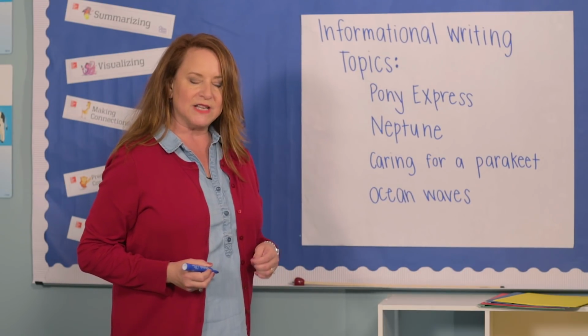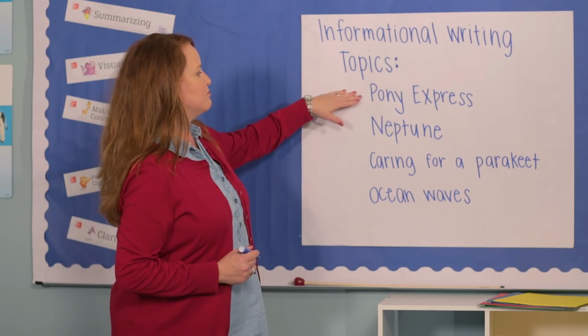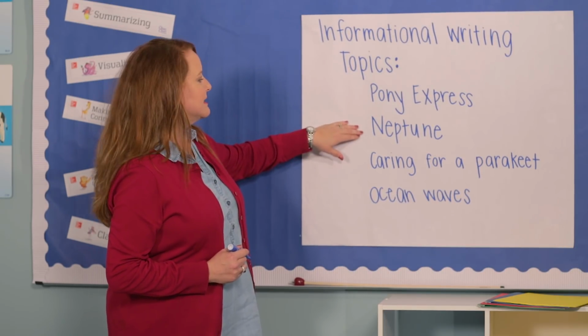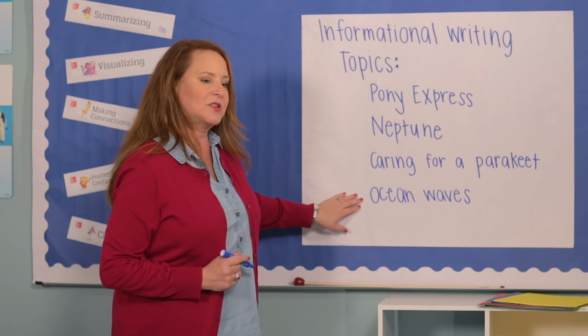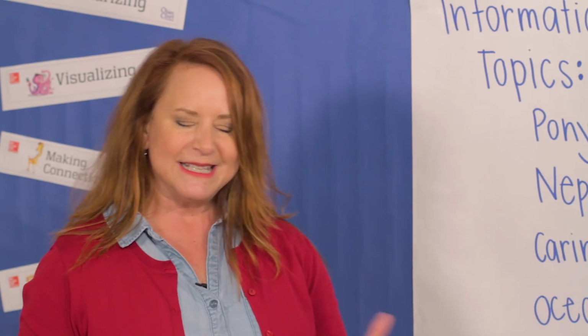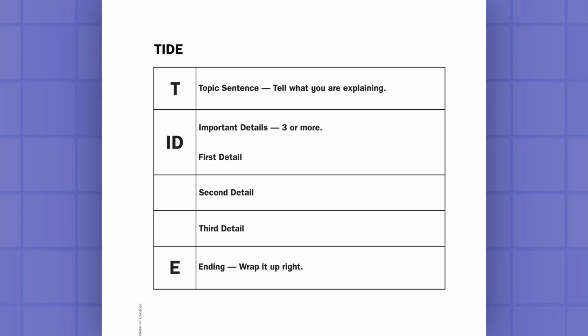Let's review the list of topics we brainstormed for our informational writing: Pony Express, Neptune, caring for a parakeet, and ocean waves. Well, now let's decide on a topic to write about for our model. I just read this great book about the Pony Express. Let's choose that one. We will be using a TIDE graphic organizer to plan and organize our thoughts during pre-writing.